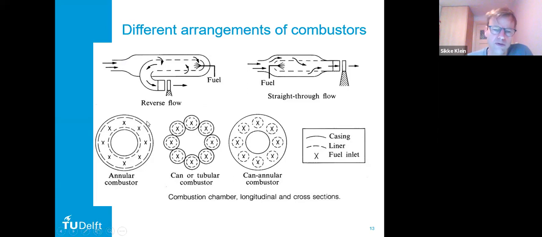They have a number of configurations. So you have actually an annular combustor. That's where you have a kind of donut around your gas turbine. So it's applied both in aero engines and a number of industrial engines. In most industrial engines, they now apply can or tubular combustors. So all these are the liners, the outer of the combustion chamber, and the air is flowing between this dotted line and the solid line. And then you have a combination of both. These are the ones most applied in nowadays gas turbines.